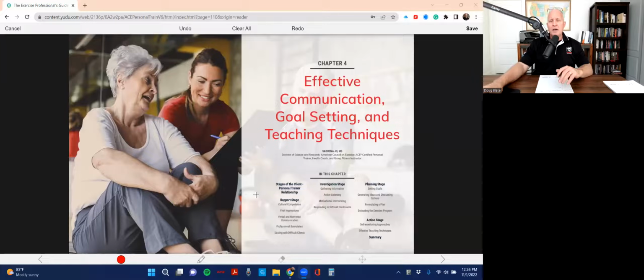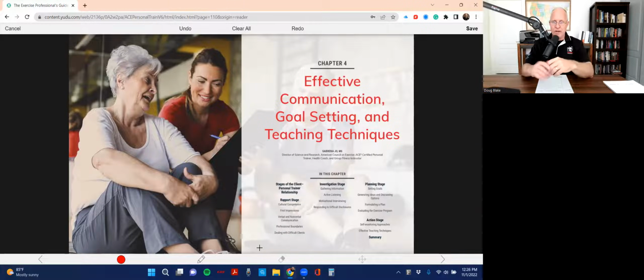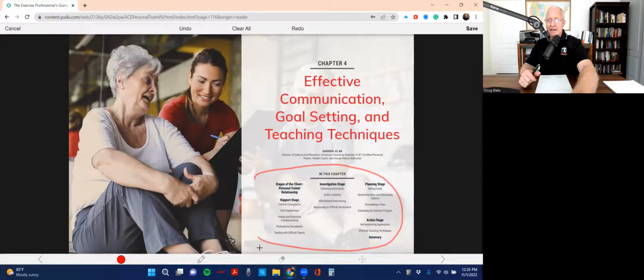And I'm just going to show you real quick what we're talking about and the basic tip that I want you to consider. And it comes down to the outline opportunities that you have in chapter 4. And when I say outline, what I'm talking about here is right here. So again, not every chapter is going to provide such an easy navigation of the materials in the chapter. It just so happens that in this case, the chapter itself, effective communication, goal setting, teaching techniques, allows for you to look at these heading titles, right?